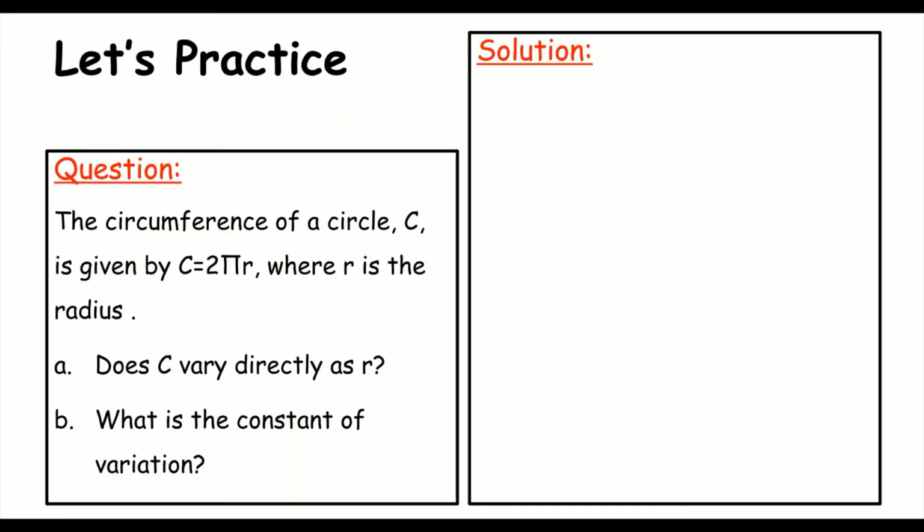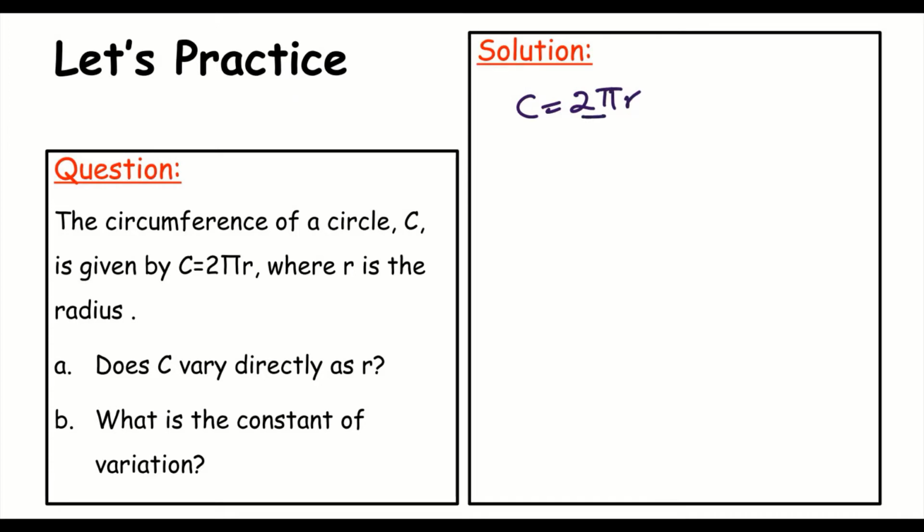Now in our next question, it says the circumference of a circle C is given by 2 pi r, where r is the radius. Does C vary directly as r, and b, what is the constant of variation? Now we can just easily look at the question and answer this one. It says C is equal to 2 pi r. So we said the circumference of a circle is equal to 2 pi r.